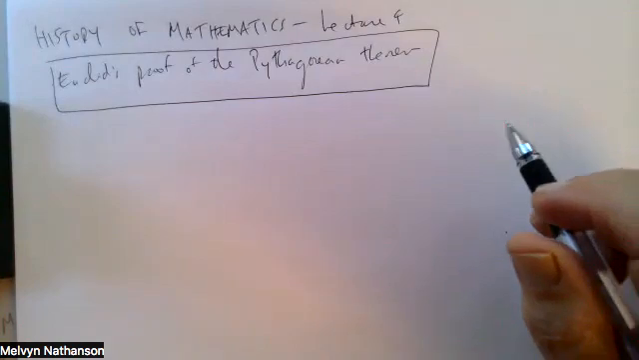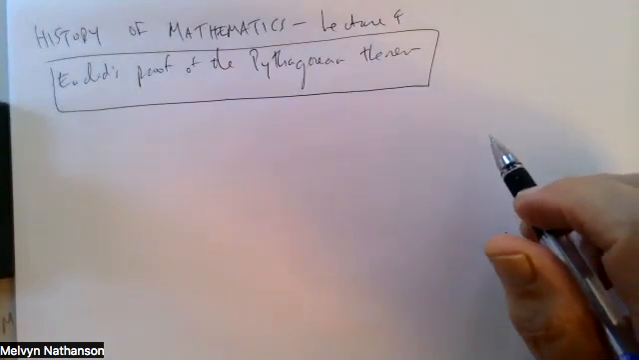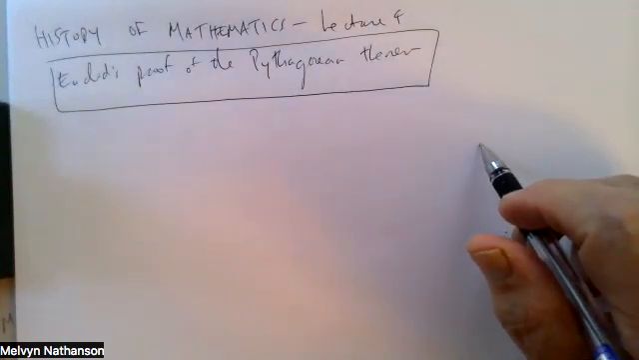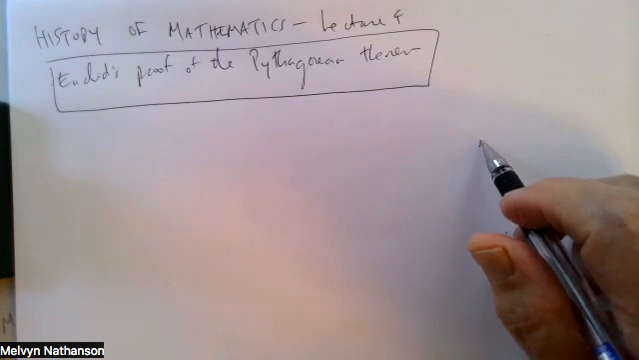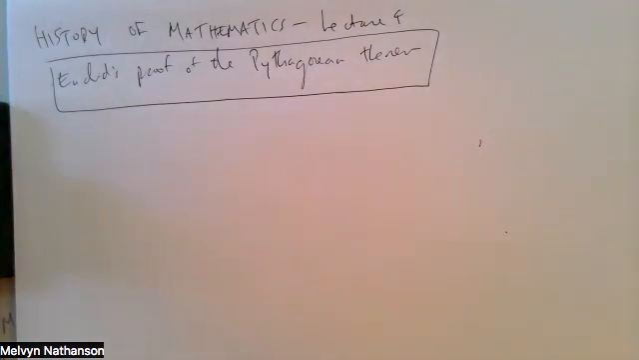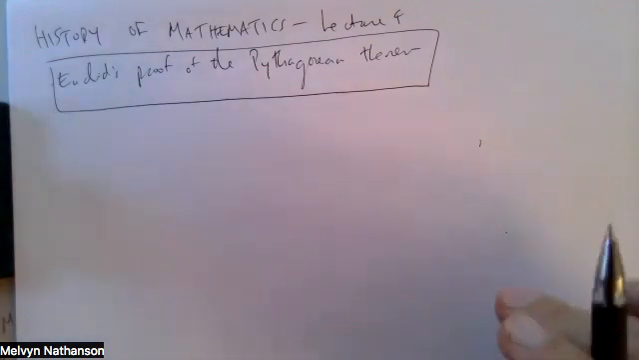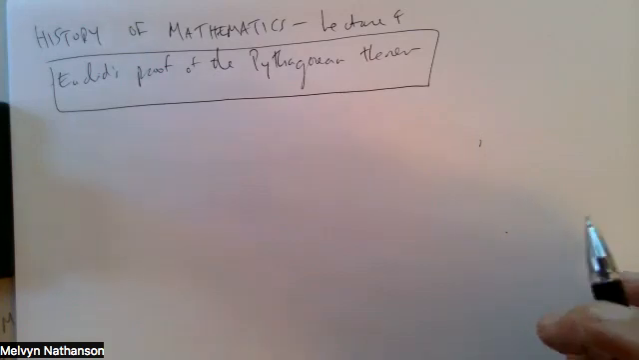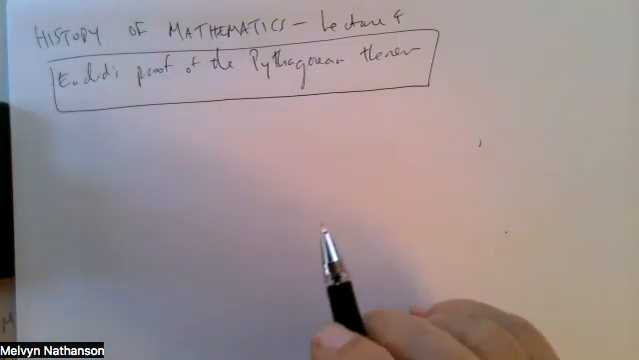And William Dunham, the author of our text, makes a very important and very simple but somewhat surprising point, which is that the Pythagorean theorem itself is very surprising.